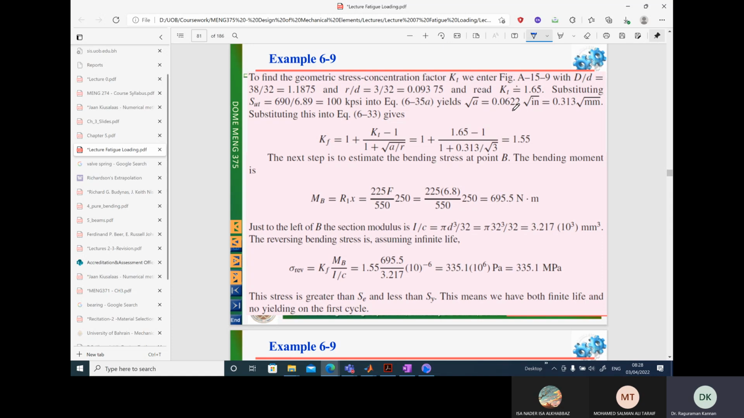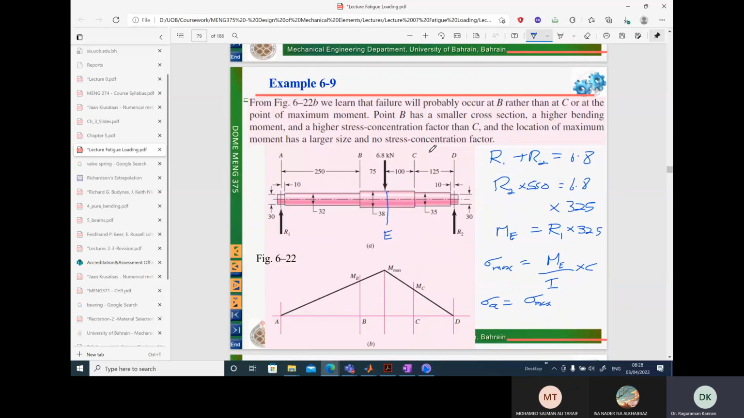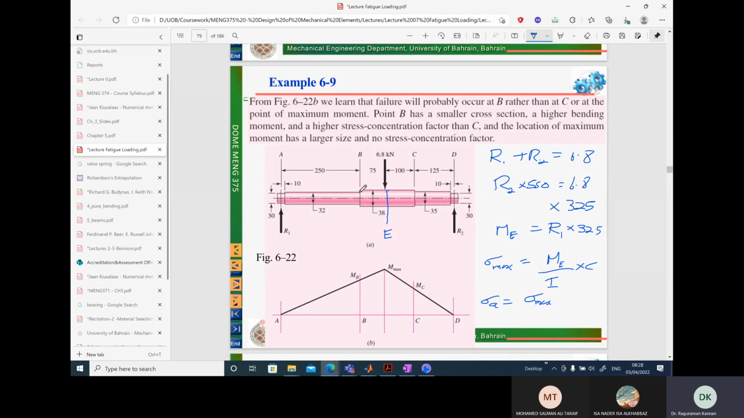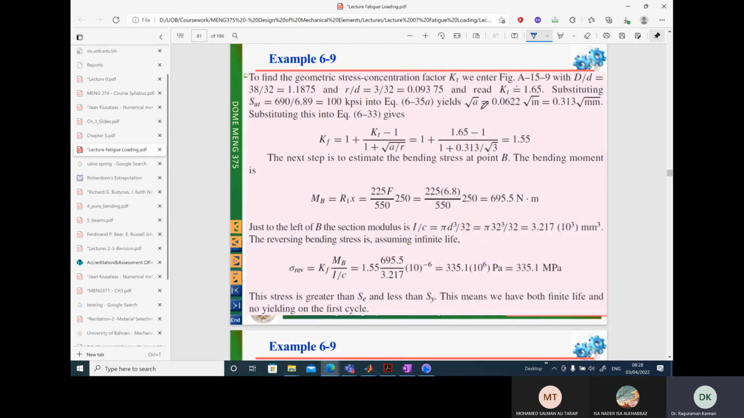Not sure if they have given the R over D ratio in the figure. I really do not find the R value. Somehow they have taken the R value as well. Let's see here. R is taken to be 3 mm, and then they have evaluated what is the KT value from Peterson's graph.